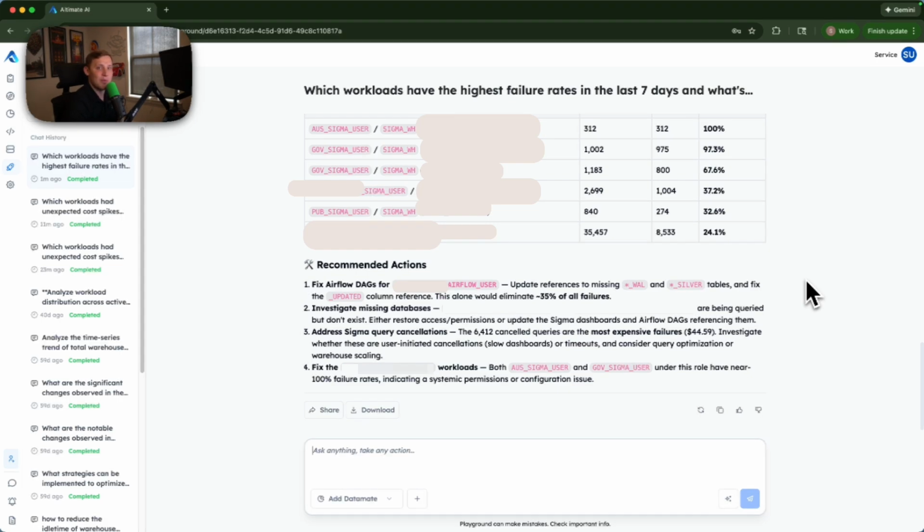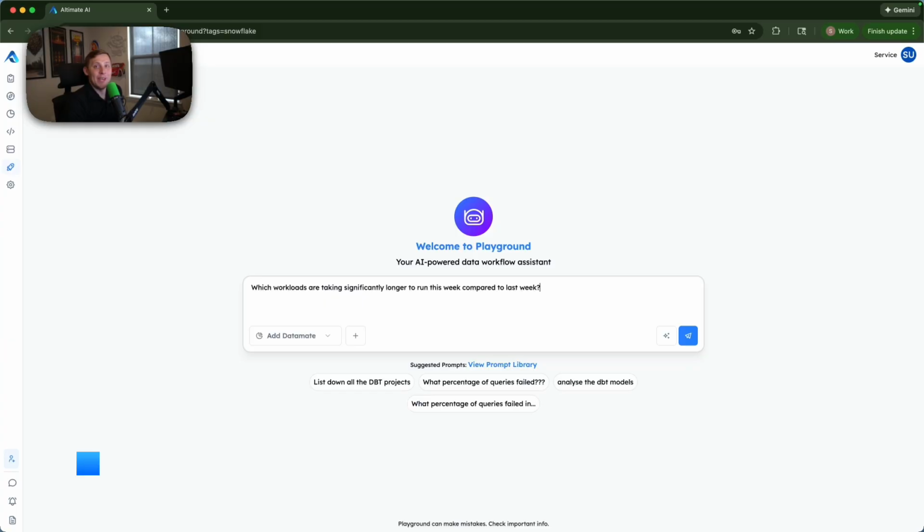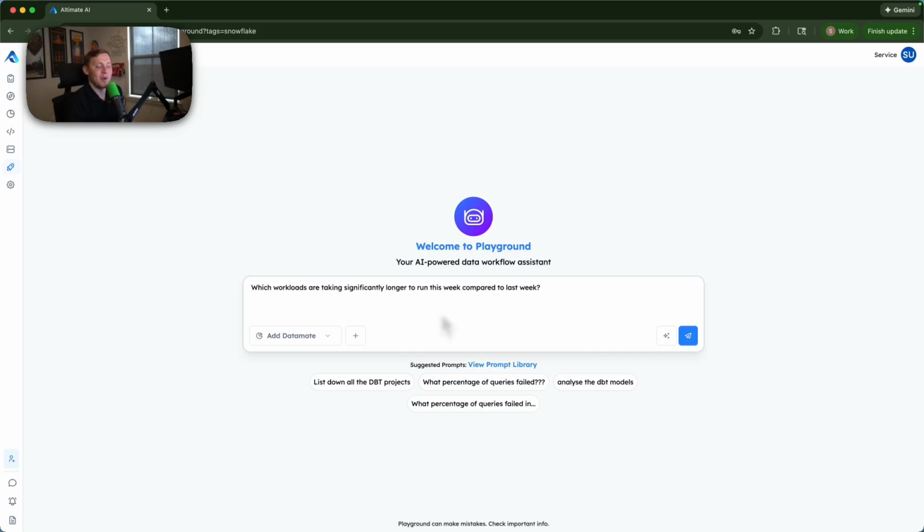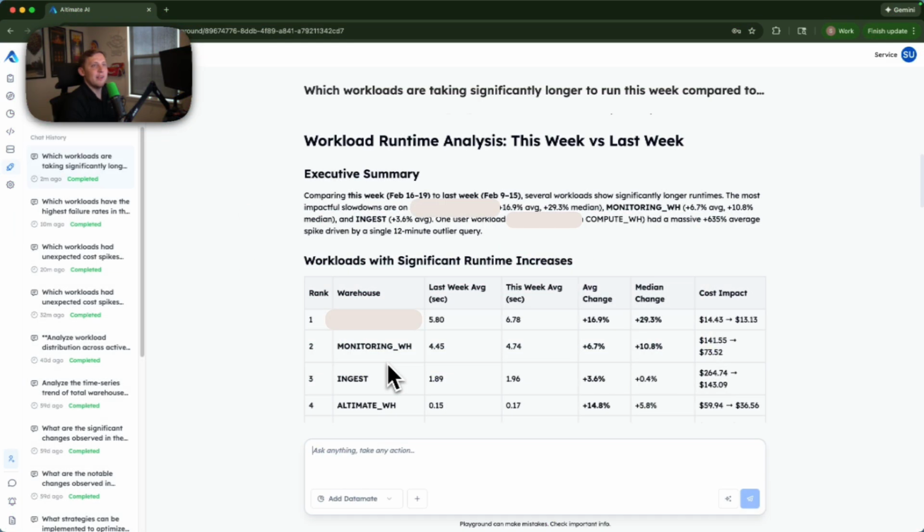So let's jump into opportunity number 3: catch performance degradation before costs spiral. Performance degradation is sneaky. A query that used to run quickly now takes much longer. Runtime increases mean compute costs increase. Here's what our AI will find for you. So here's the analysis that the AI got for us.